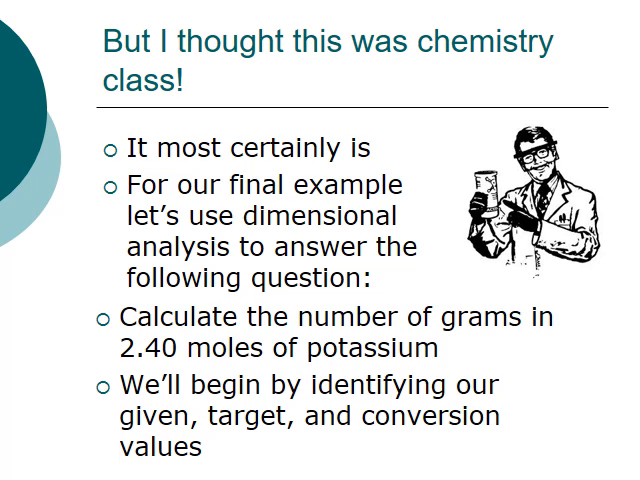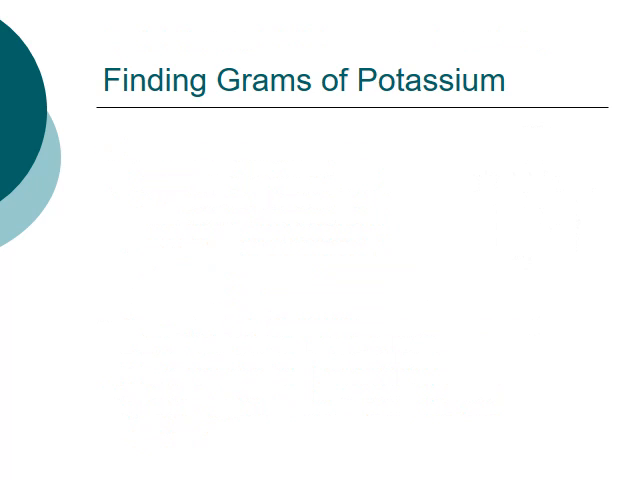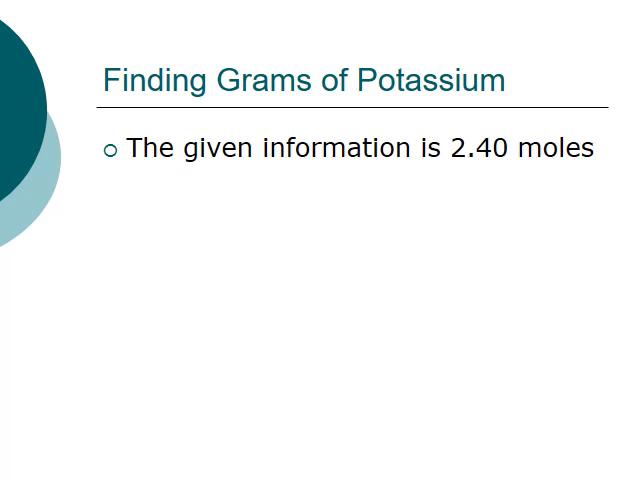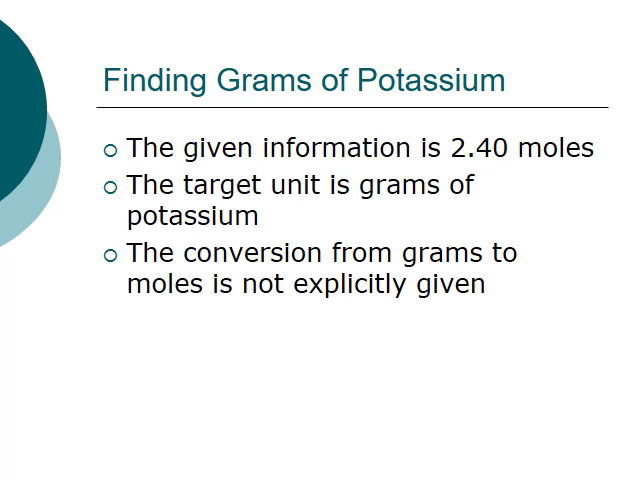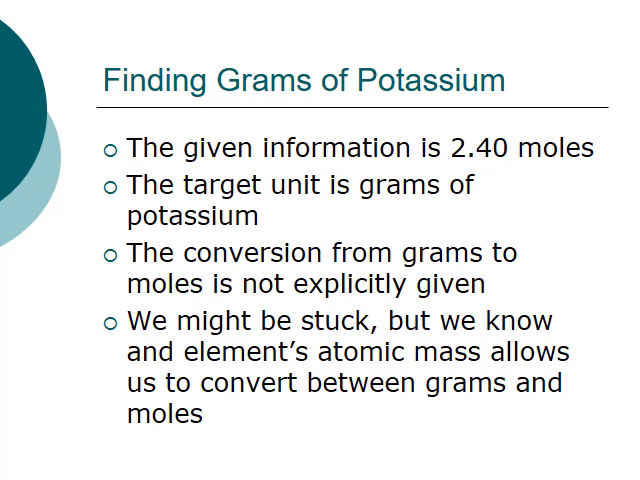We'll find our given, target, and conversion values. The given information, 2.4 moles. Our target unit is grams of potassium. Now for this example, the conversion is not stated explicitly, but if we remember looking at the periodic table, an element's atomic mass is our conversion from grams to moles. Our problem-solving method will be dimensional analysis.